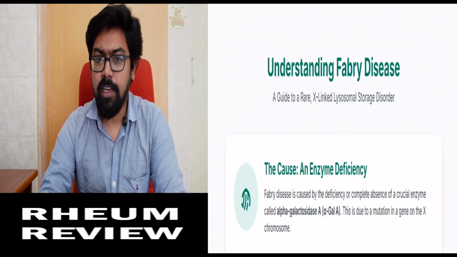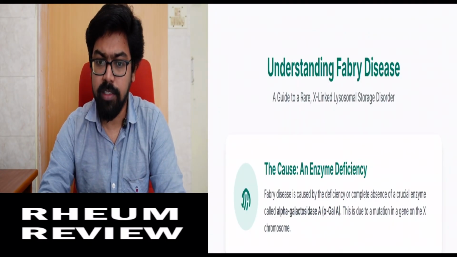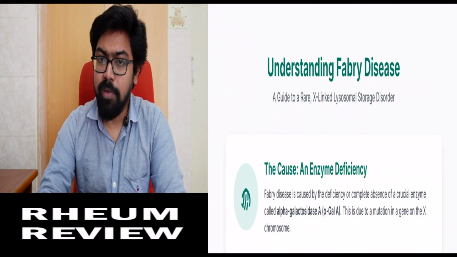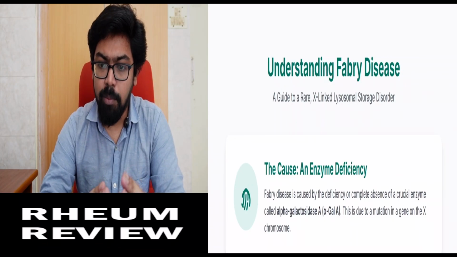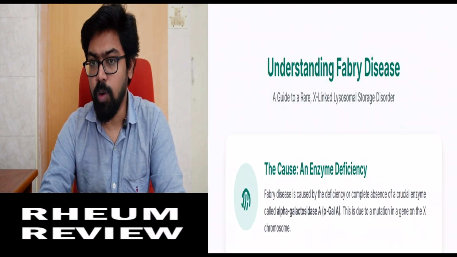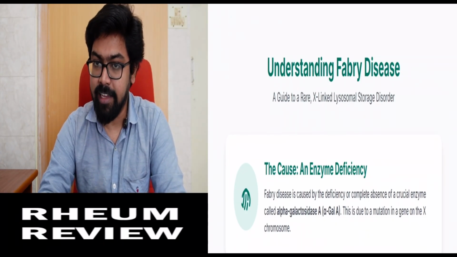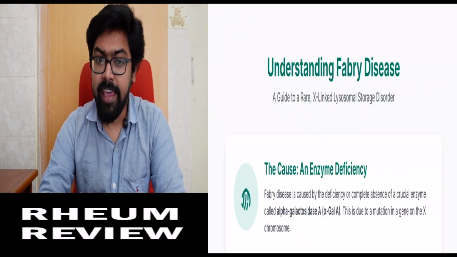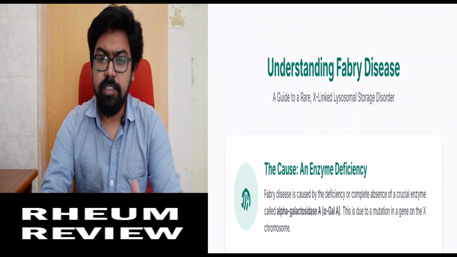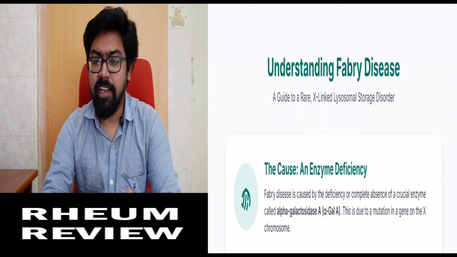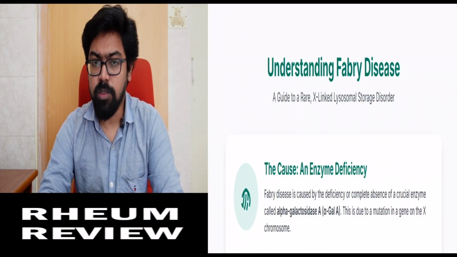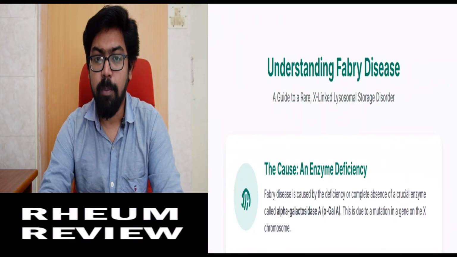Fabry's disease is an X-linked lysosomal storage disorder. It is caused by deficiency or complete absence of an enzyme called alpha galactosidase A, also known as AGAL-A. This is due to a mutation in the gene on the X chromosome. Why is it important? It predominantly occurs in male children.